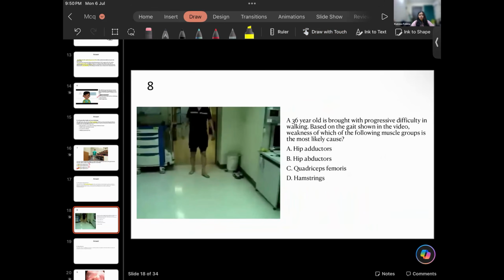We have a 36-year-old brought with a progressive difficulty in walking. Again, this is a question based on gait. Weakness of which of the following muscle groups is the most likely cause? So based on the explanation of the previous question itself, we can answer this.